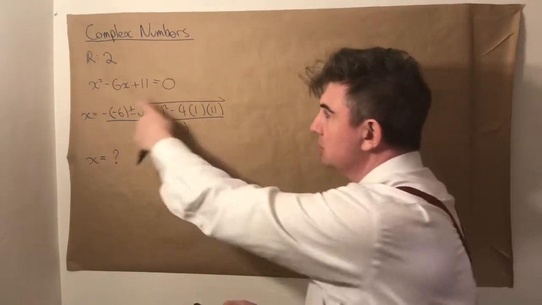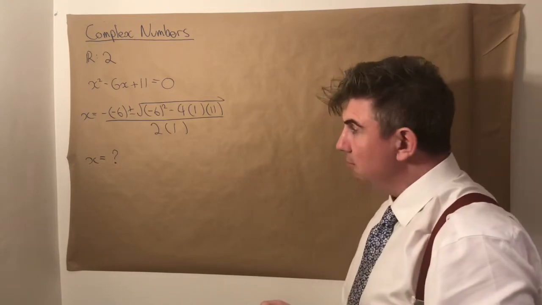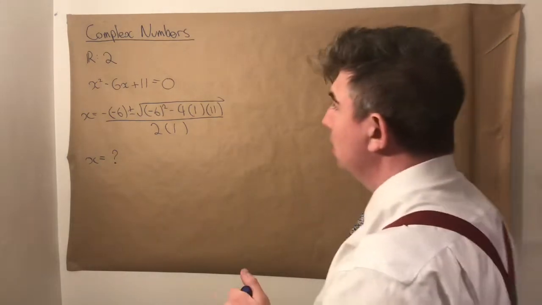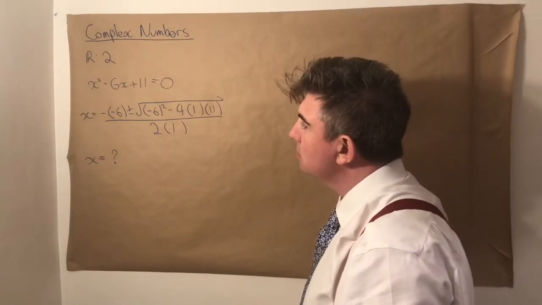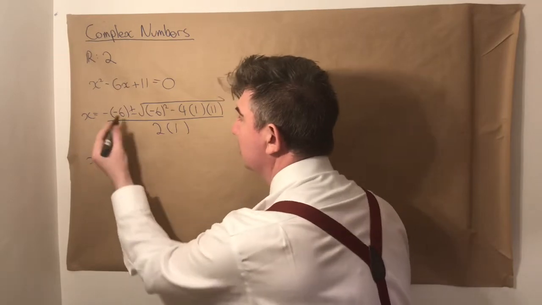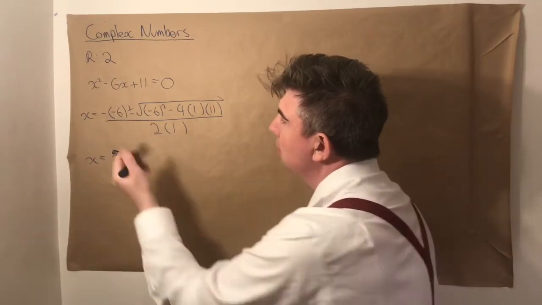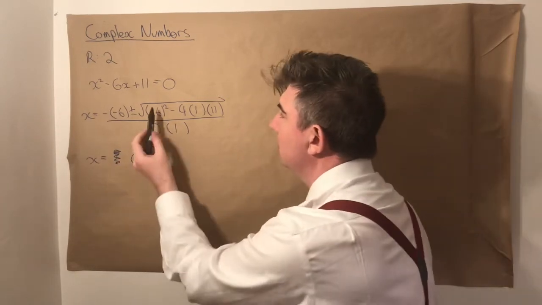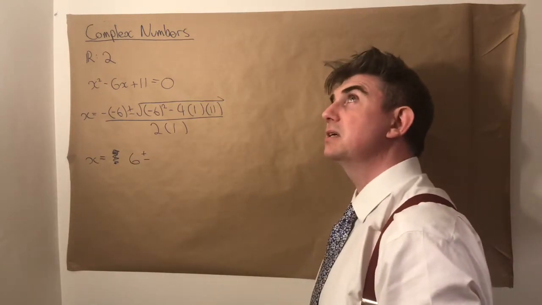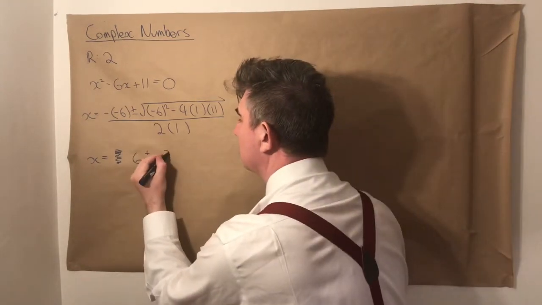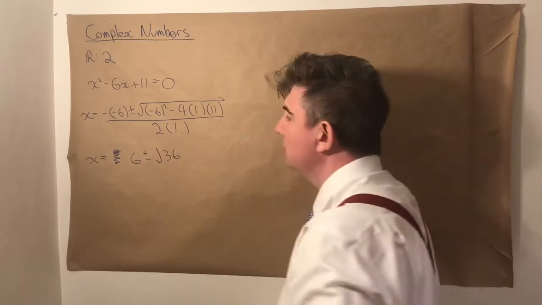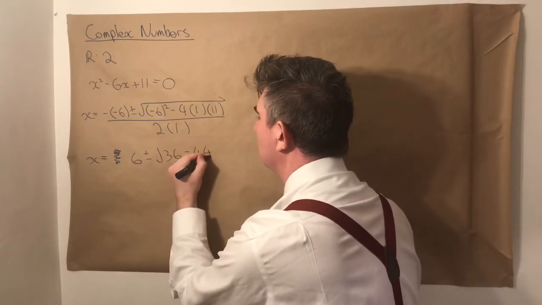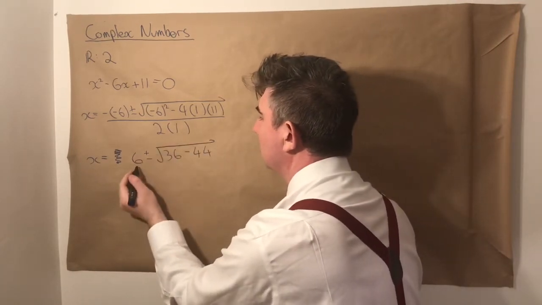Okay, so I'm going to do some stuff here, just make this a little bit neater. So let's see what happens. I'm going to get rid of him. I'm going to tidy this up. So minus 6, that's just 6. Plus or minus, okay, minus 6 squared. Minus 6 times minus 6 is going to be 36. These are all inside a square root. 36 minus 44. And that's all over 2.